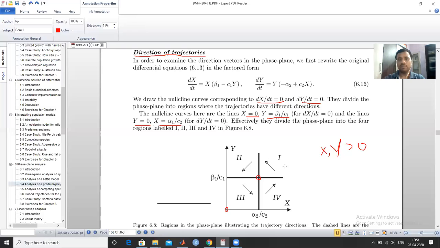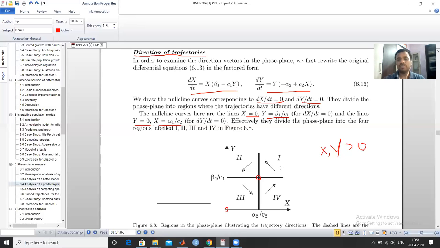In the first quadrant, you have the first region. Okay, quadrant is only this one. So in the first region, what is the value of x and what is the value of y? We have to check what will be dx over dt and what is dy over dt, whether it is positive or negative in the first region.